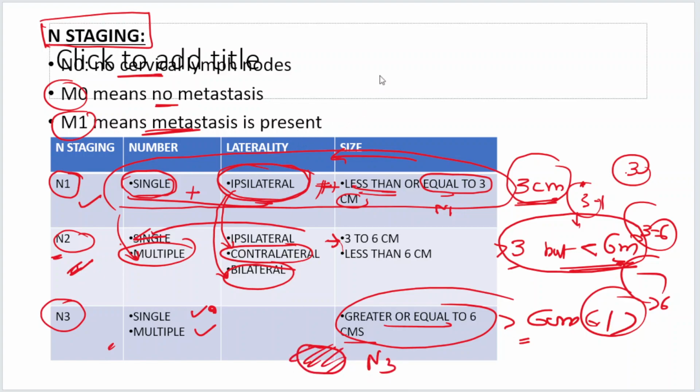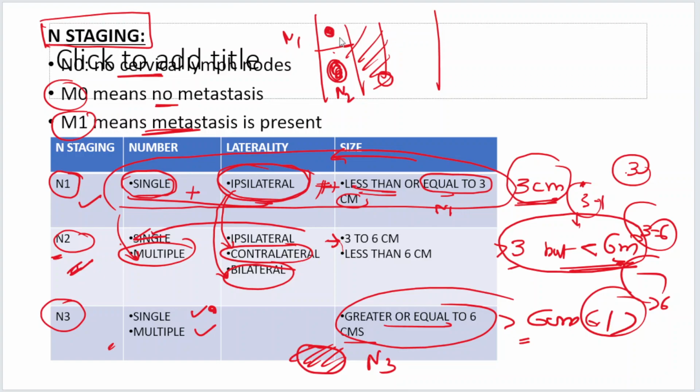Suppose it is 3 centimeter. Just to draw, to make it easier for you, this is the larynx. So there is a single ipsilateral lymph node less than 3 centimeter. So this is N1. Now suppose this is a 5 centimeter lymph node. It is single and less than 6 centimeter, so N2.